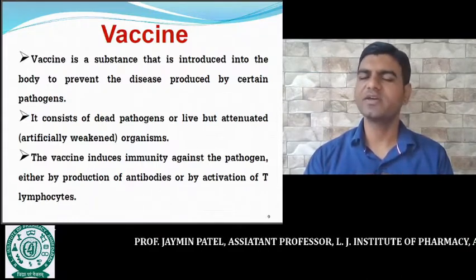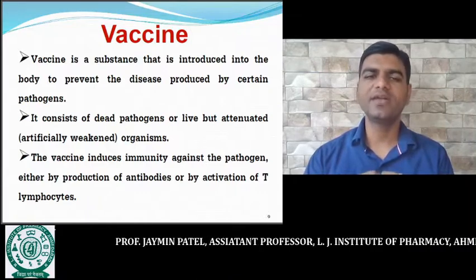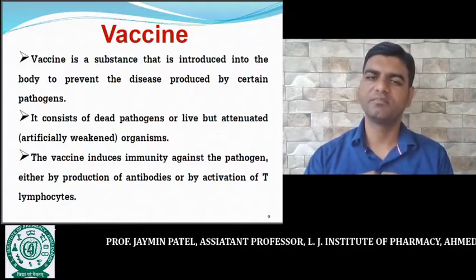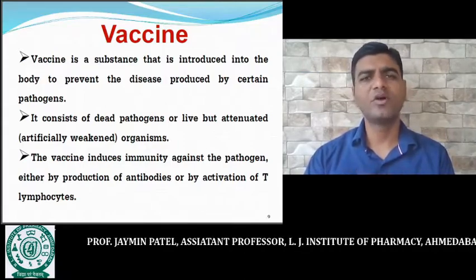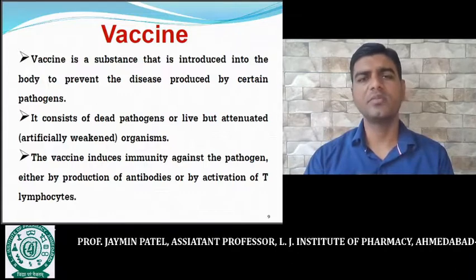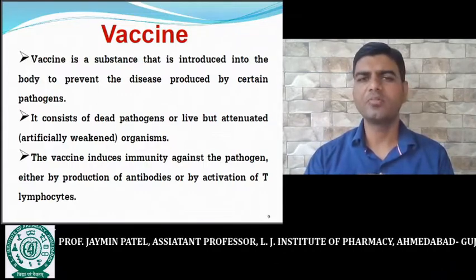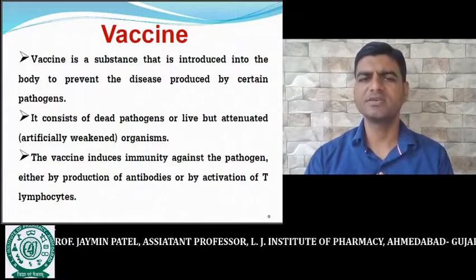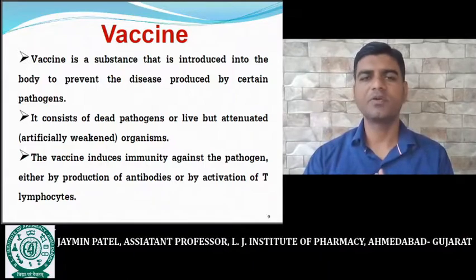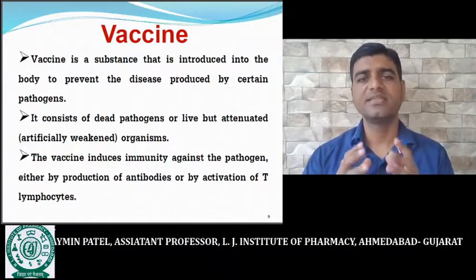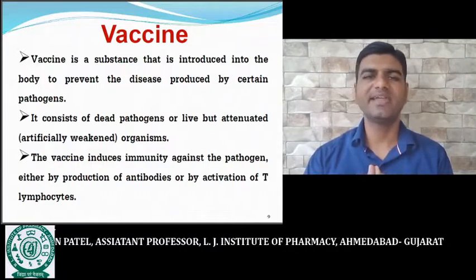So what is the vaccine? A vaccine is a substance that is introduced into the body to prevent the disease produced by a certain pathogen. In vaccine preparations, it may be the dead body of a microorganism, or it may be live attenuated microorganisms. Now what is the meaning of live attenuated microorganism? It means the microorganism is artificially treated in such a way that it remains alive but is not capable of producing the disease. That means the toxicity is completely destroyed but the antigenicity is maintained as such.